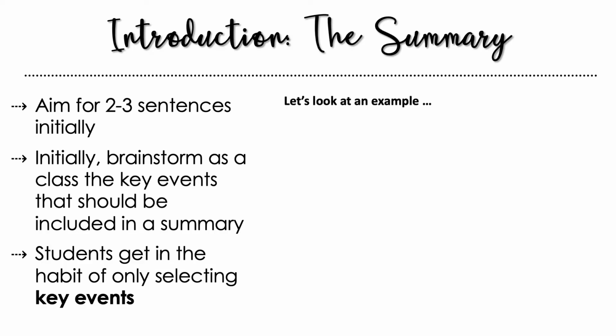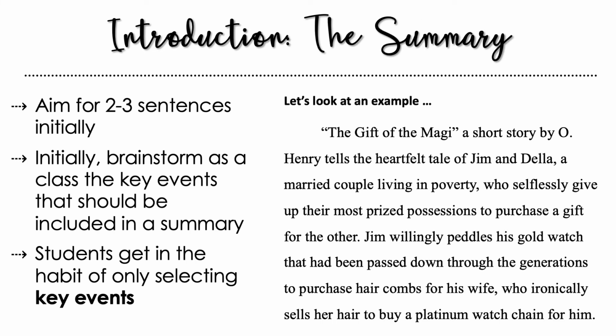This is an essay. So looking at an example, you still have the whole tag, and you'll notice that the tag flows into the summary, which is again something you can teach students, or you can have them write them separately. But here we have: The Gift of the Magi, a short story by O. Henry, tells the heartfelt tale of Jim and Della, a married couple living in poverty who selflessly give up their most prized possessions to purchase a gift for the other. Jim willingly peddles his gold watch that has been passed down through the generations to purchase hair combs for his wife, who ironically sells her hair to buy a platinum watch chain for him. And that's it. You'll notice there's no "and then," right?